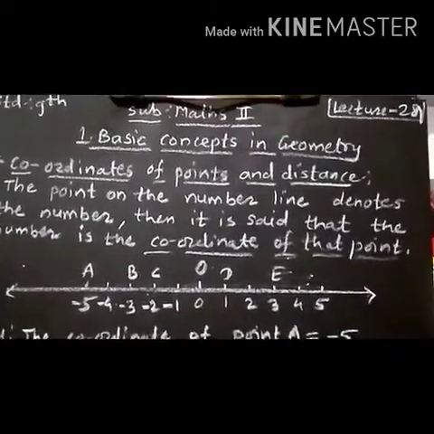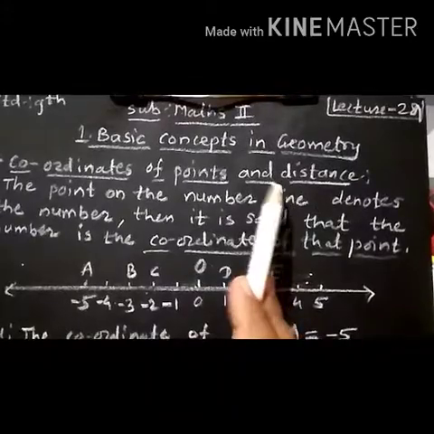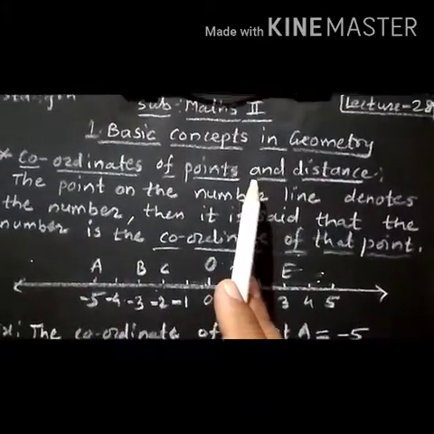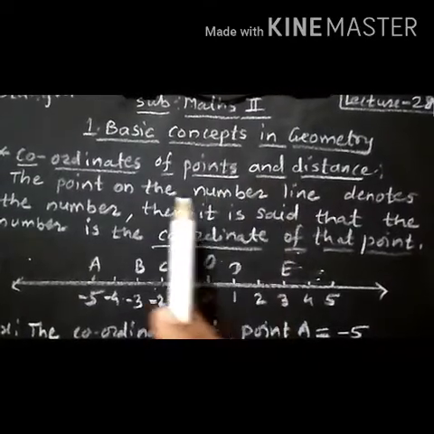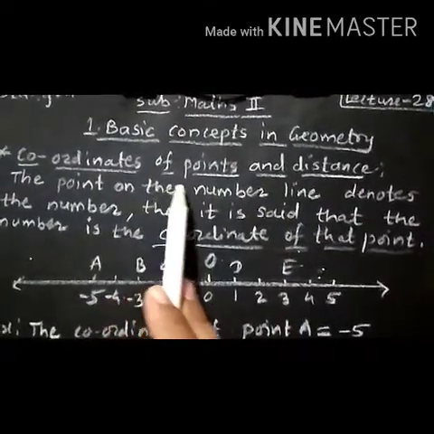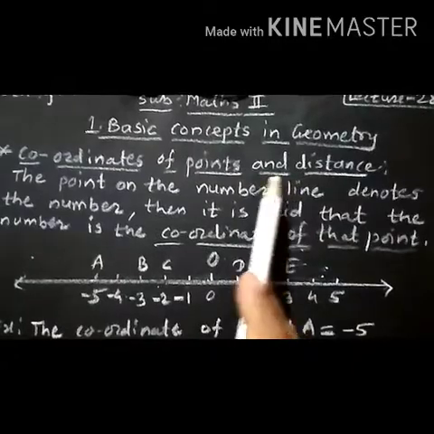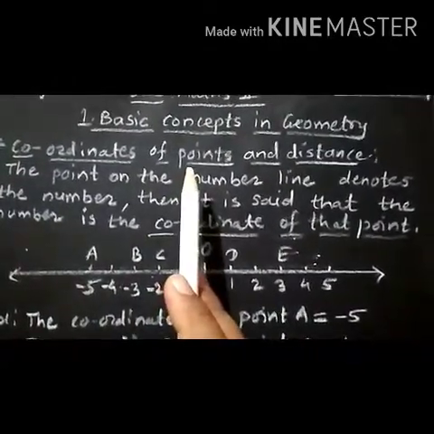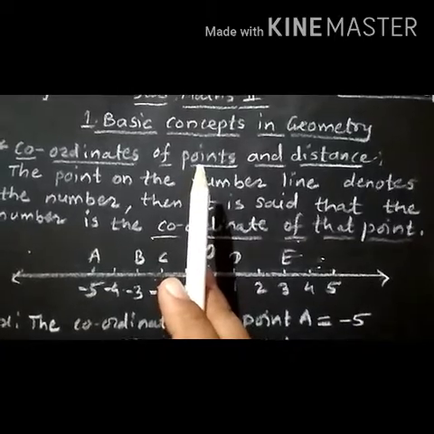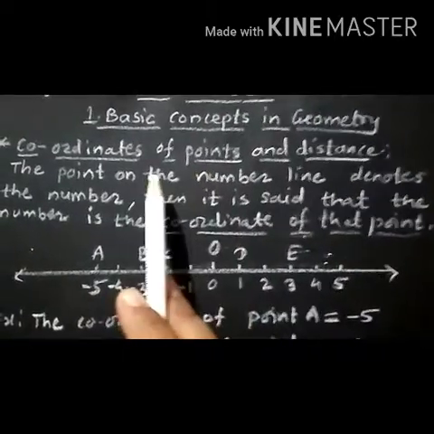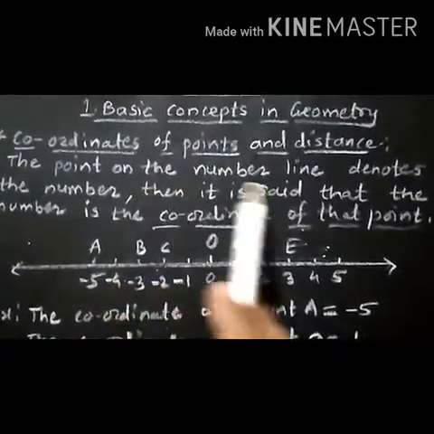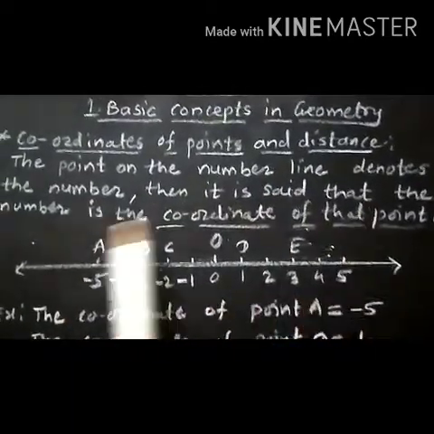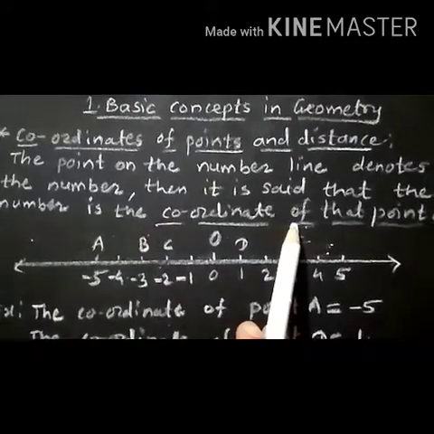Let us see lesson number 1, basic concepts in geometry. In the previous video, we saw the introduction of this lesson. Now let us see the next point, coordinates of points and distance. Coordinate means the number that a point denotes. That is called coordinate. So let us see the definition. The point on the number line denotes the number. Then it is said that the number is the coordinate of that point.